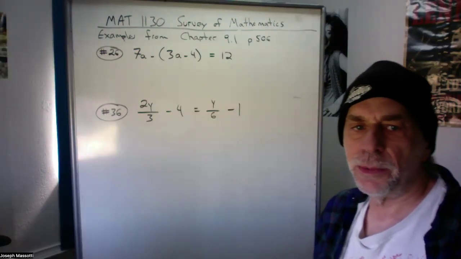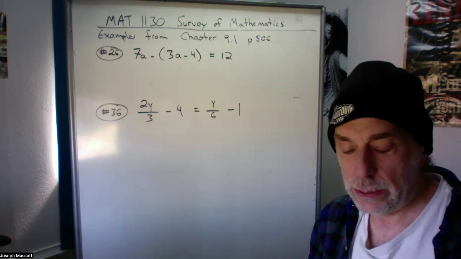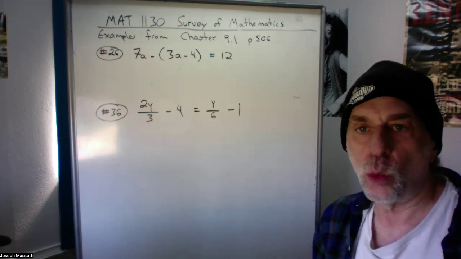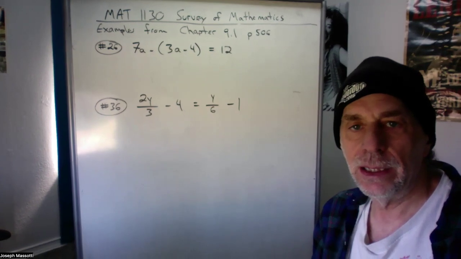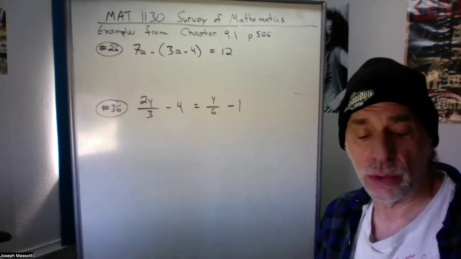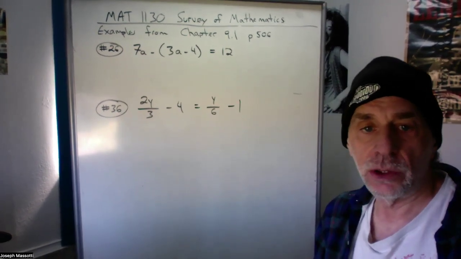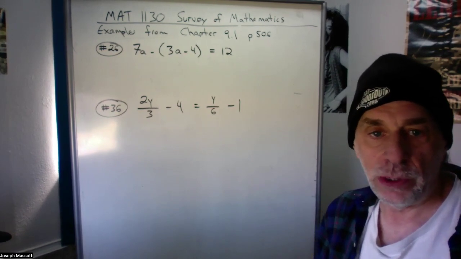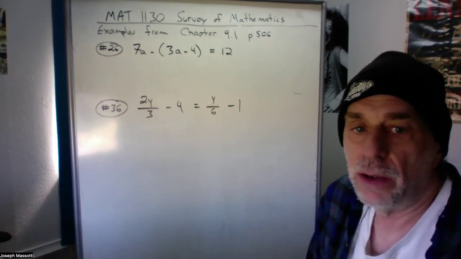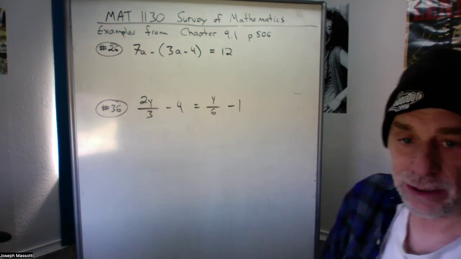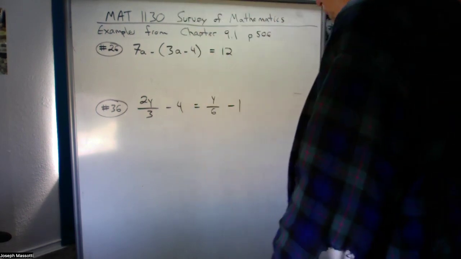All right, so we're going to do a couple examples from section 9.1 in your book. These have to do with one variable equations. Some of them deal with fractions, which I know you all love very much. So we'll do a couple examples of that, and we will do this first example of a one variable equation that does not have any fractions.